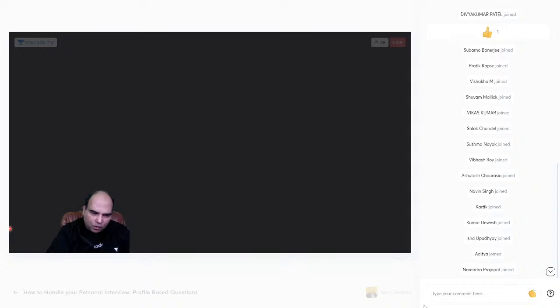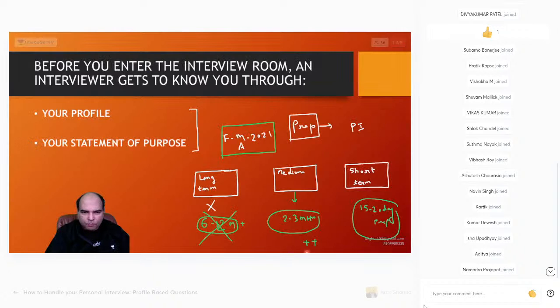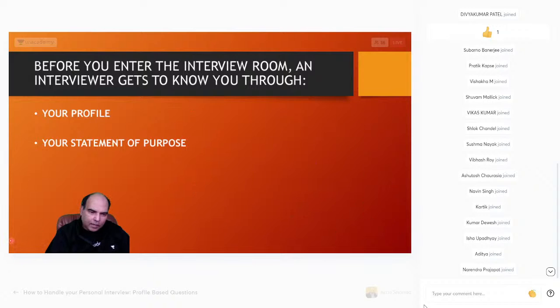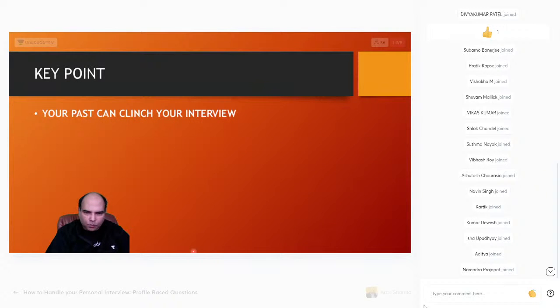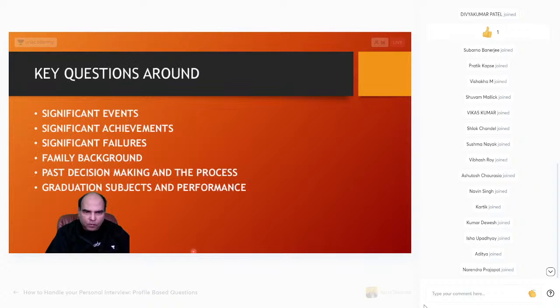So that has to be your attitude. Now coming back to the interviewer's point of view. When you enter the interview room, before you enter, the interviewer has already closely read both your profile and your statement of purpose. And inside the profile, the interviewer starts looking for specific things. So what are the things he starts looking for? I just wanted to talk about that.